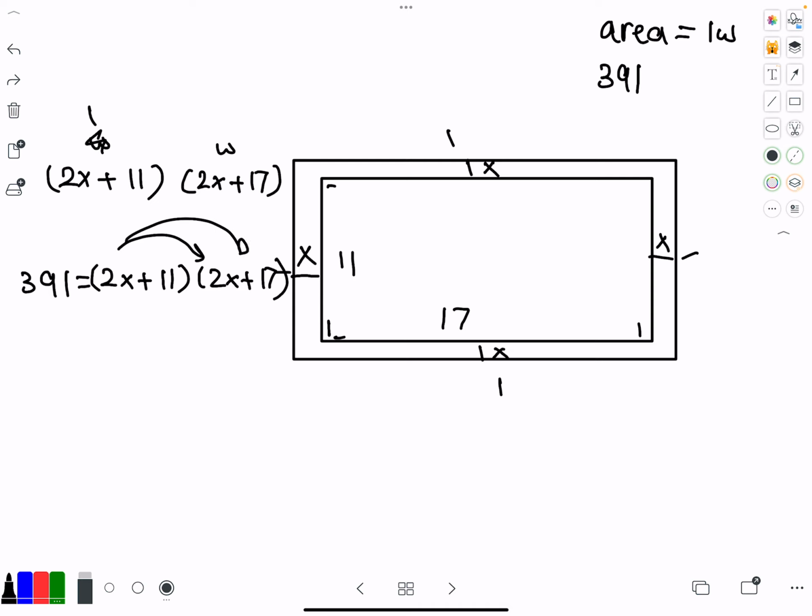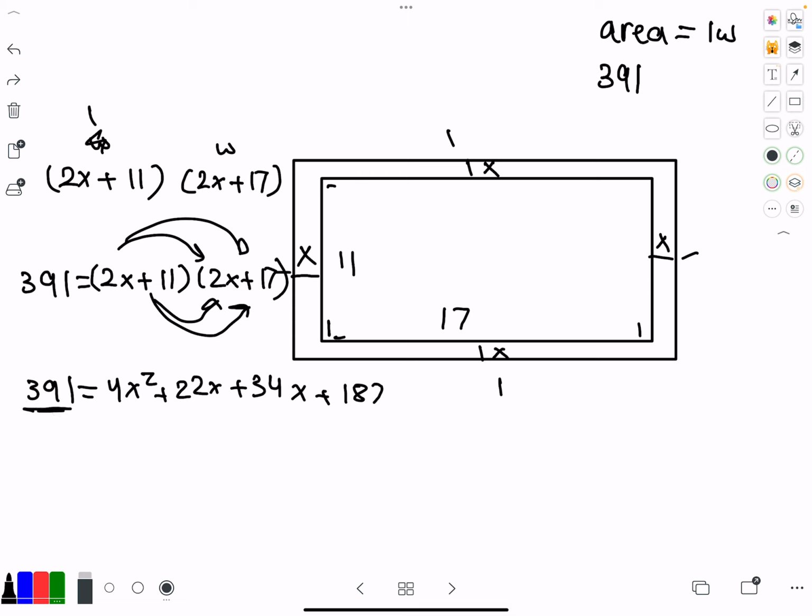Now you're going to do the distributive property. I'm not going to do all of that right now, I'm going to do it quickly. 391 is equal to 4x squared plus 22x plus 34x plus 187. Now you want to make this side a 0. Like we said, you're going to move it to the other side. 0 is equal to 4x squared plus, add these two, you're going to get 56x because they're like terms. And when you take negative 391 plus 187, it's going to give you negative 204.